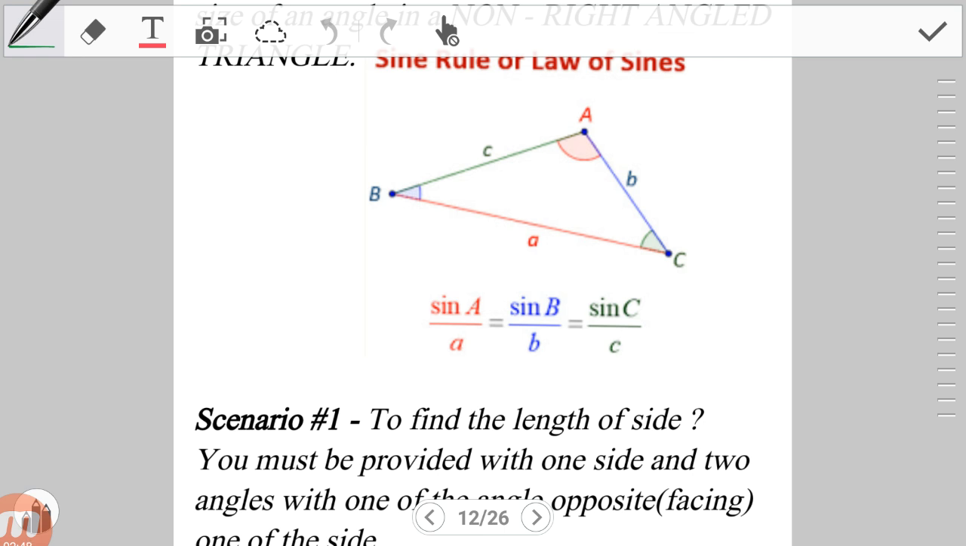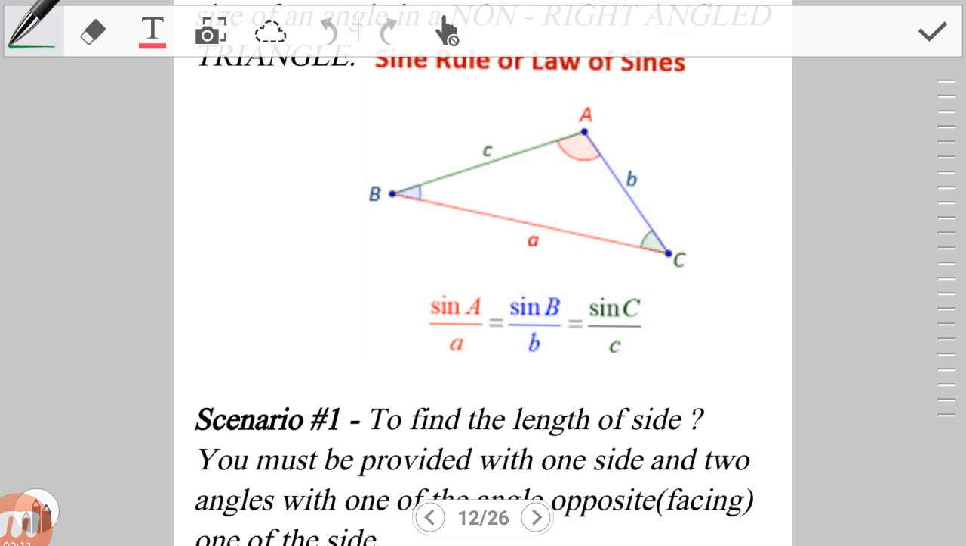As you can see here, we have the formula: sine of the angle A divided by its length equals the sine of the angle B divided by its corresponding length, and that's equal to the sine of the angle C divided by its corresponding length.